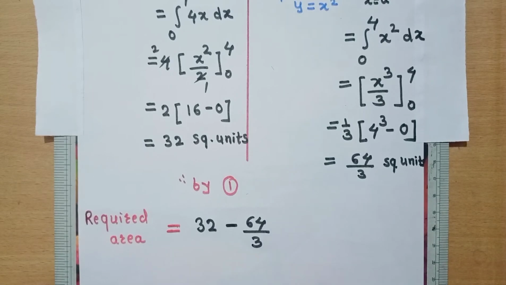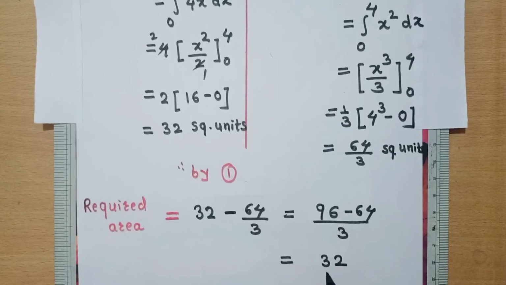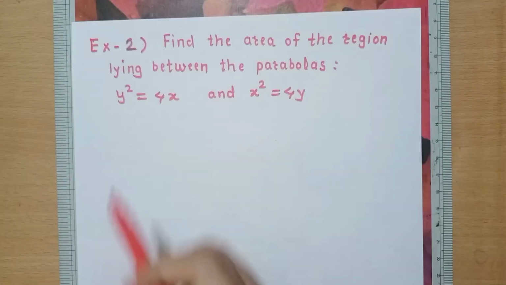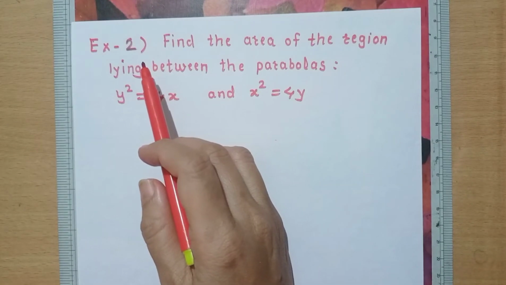Make the denominator the same, so 32 multiplied by 3 is 96, minus 64 upon 3. Now subtract this, and so here 224 upon 3 square units. So this is the required area that lies between the line and the parabola. This is our second example.